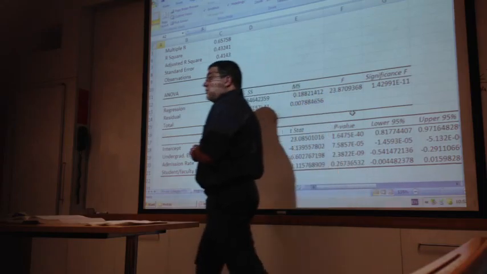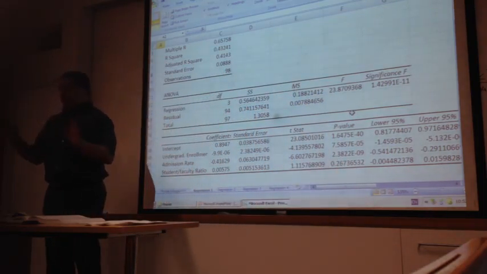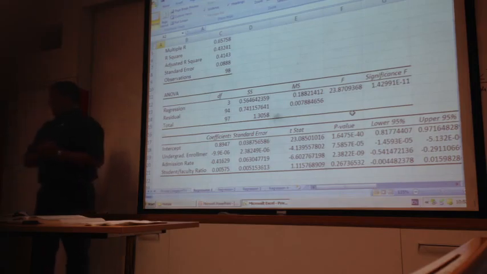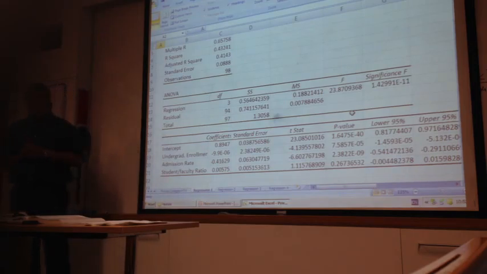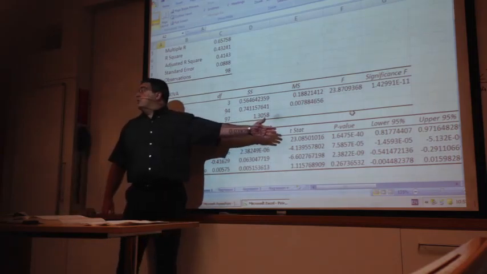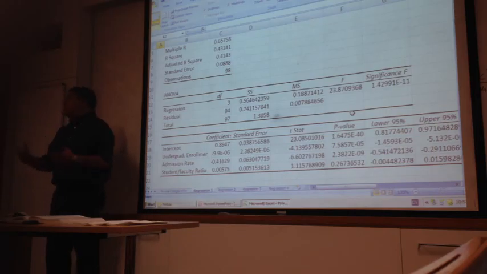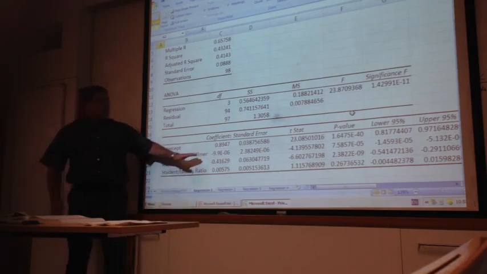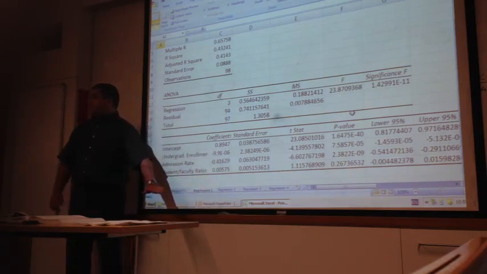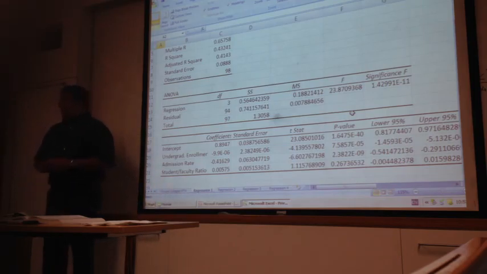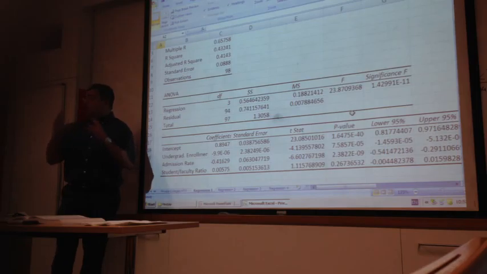Excuse me, do you need to use all three? No. Or just one? One of them. Yeah, this 23 is good. That means we can reject that the intercept is equal to 0. But the intercept is the one that matters the least. What matters is the other coefficients. Or the confidence interval. You just need one of them, not all three of them.